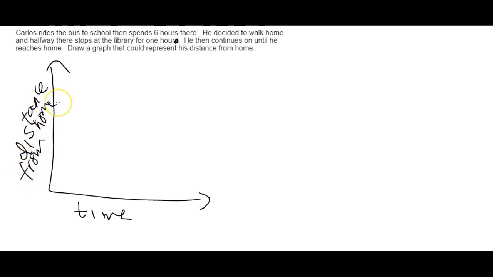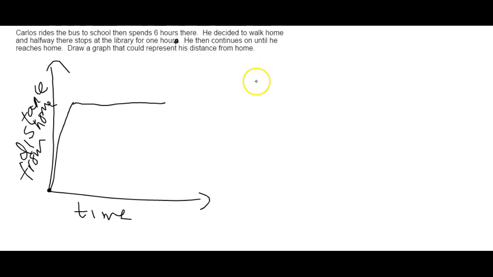The first part of the situation says he goes from home to school, and he's riding the bus. So he's going to go pretty quickly. If he's home, then his distance from home is actually on the axis. He's not far from home at all. If he rides the bus to school, he's going to be going pretty fast, so it'd be a straight line up pretty quickly. Then he spends 6 hours at school. So when he's at school, his distance from home doesn't change. That's going to be a straight line for a while.